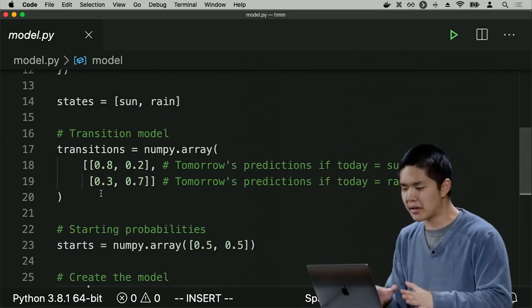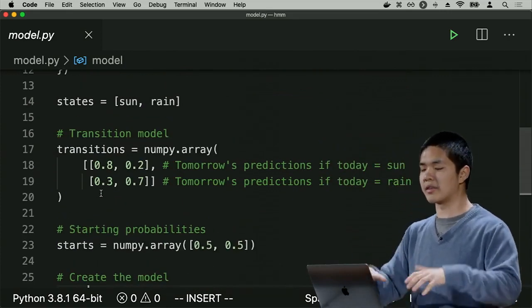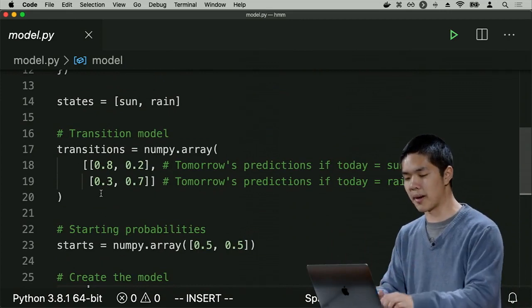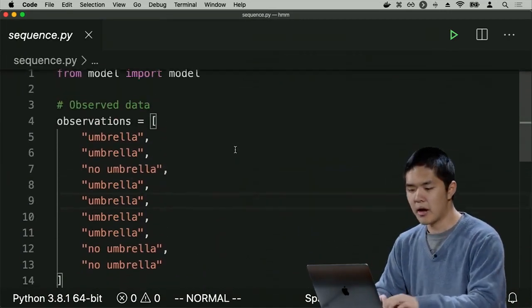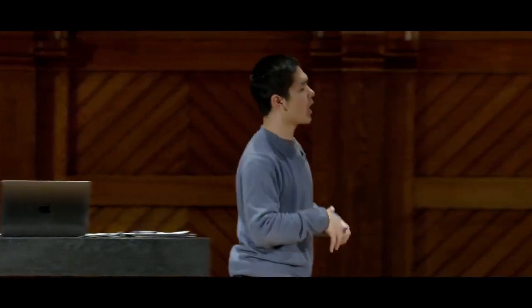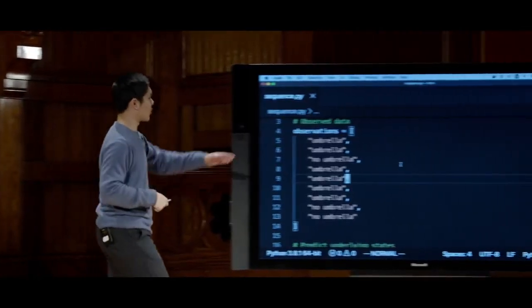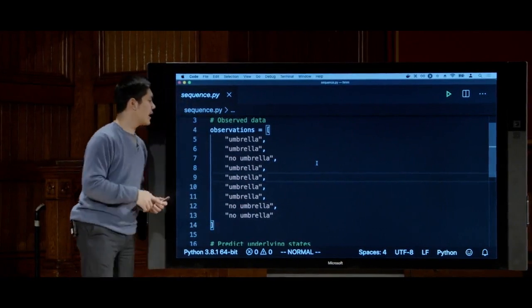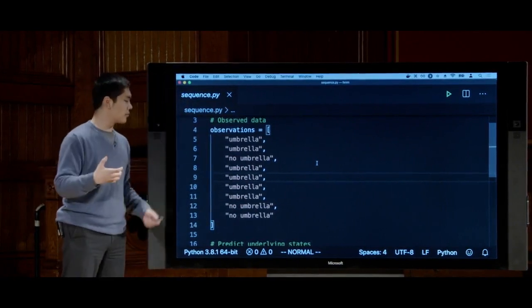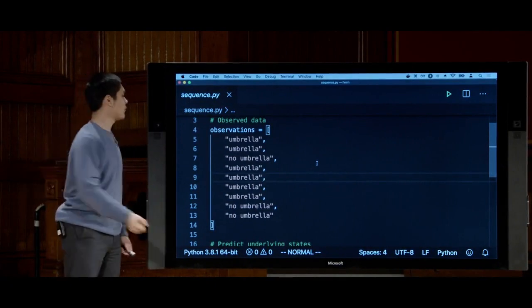Again, the exact syntax of this is not so important, so much as it is the data that I am now encoding into a program, such that now I can begin to do some inference. So I can give my program, for example, a list of observations: umbrella, umbrella, no umbrella, umbrella, umbrella, and so on, no umbrella, no umbrella. And I would like to figure out the most likely explanation for these observations.